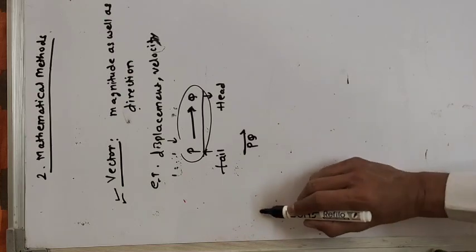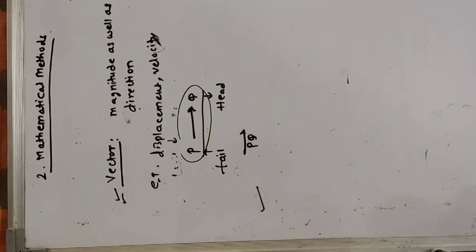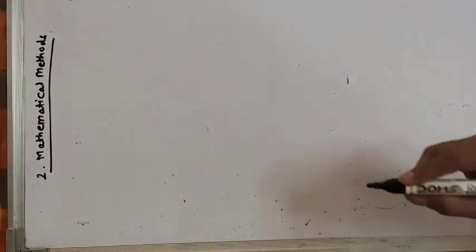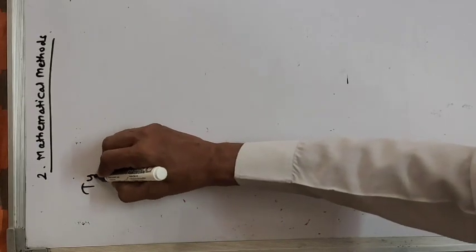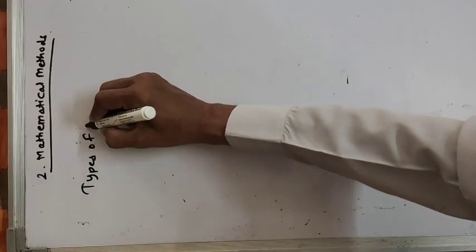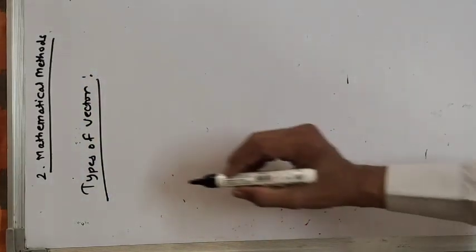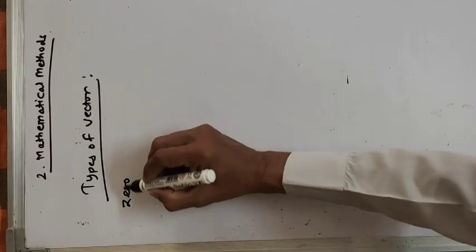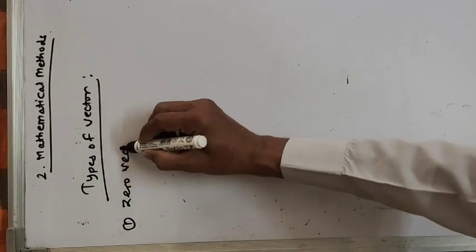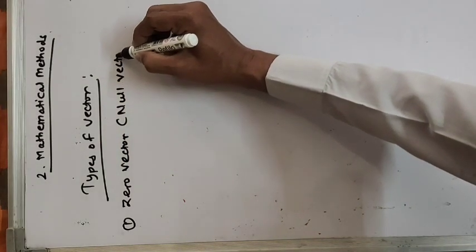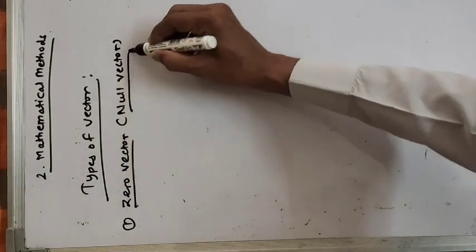This is all about the vector quantity, what a vector is, its definition and examples, and how vectors are represented. Now we are going to see the different types of vectors. The first type is the zero vector. It is also called the null vector.